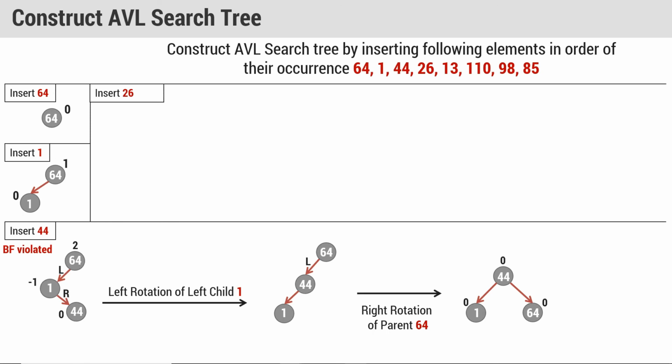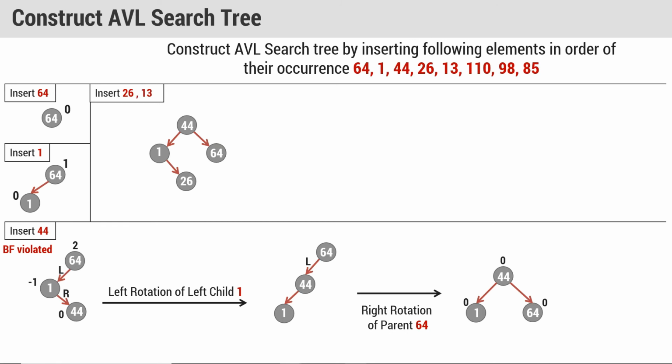So now insert 26. If we want to insert 26, then it will be inserted on the left side of 1. So now we have to check the balance factor at 26, that is 0, at 1 that is minus 1, at 64 that is 0, and at 44 the balance factor is 2 minus 1, that is 1. So we can insert the next node, that is 13.